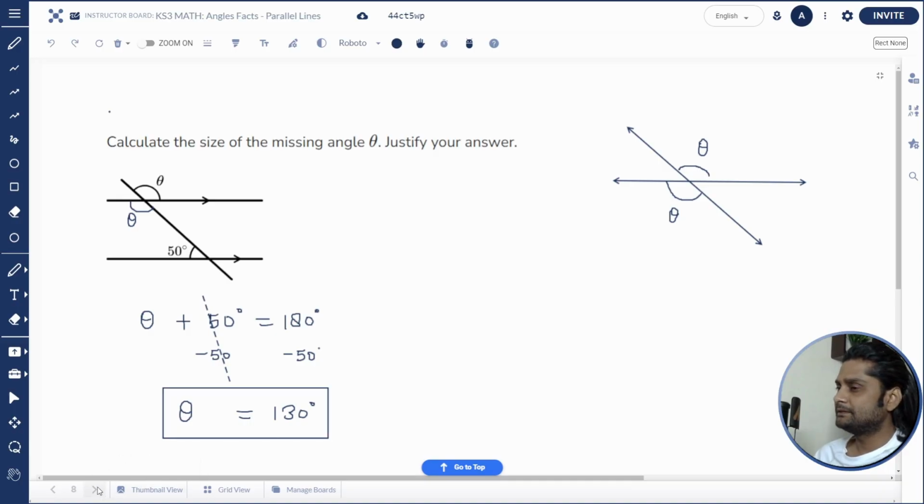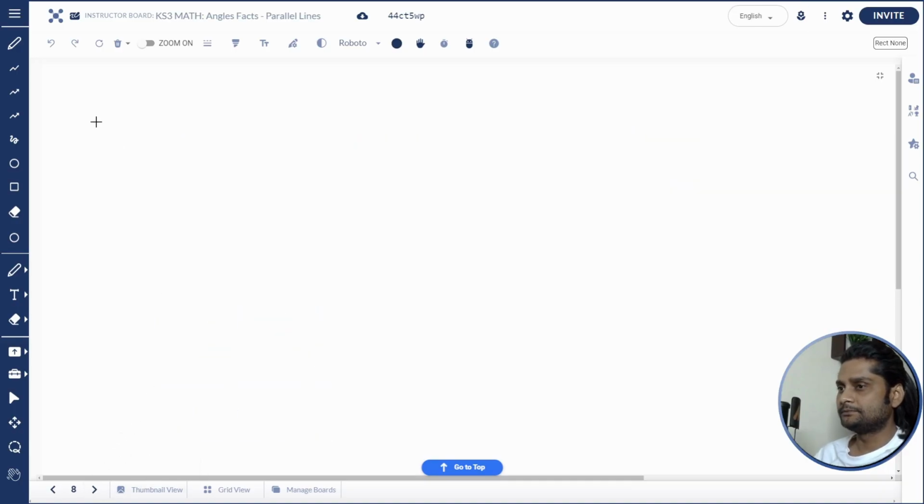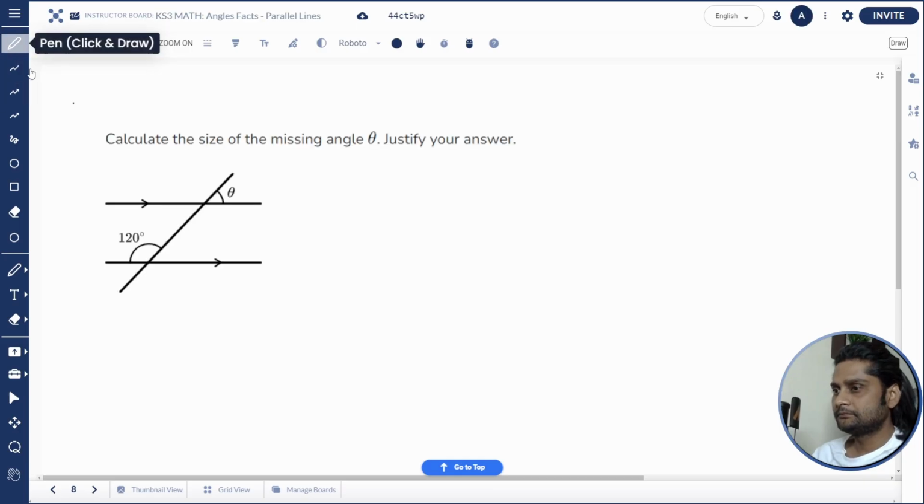Okay, let's continue with the next example. Again, we have a similar situation, students. Theta is there, we don't have any direct relation. However, we can do either the vertical angle method that we just used, or let us now have another method this time for a similar kind of question.